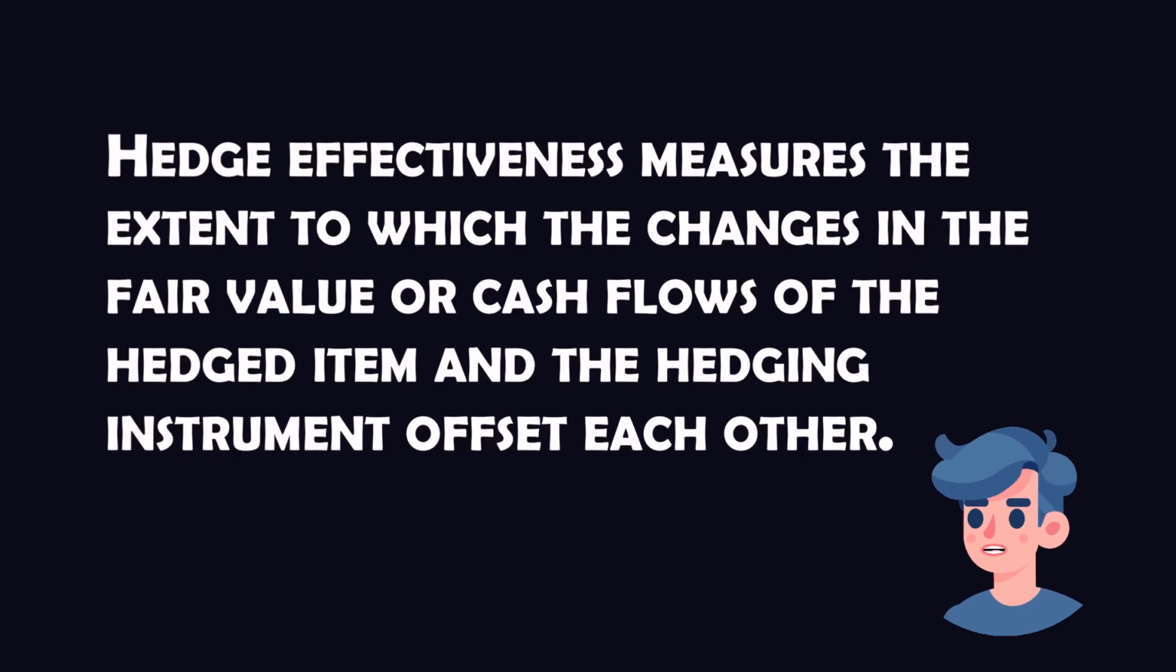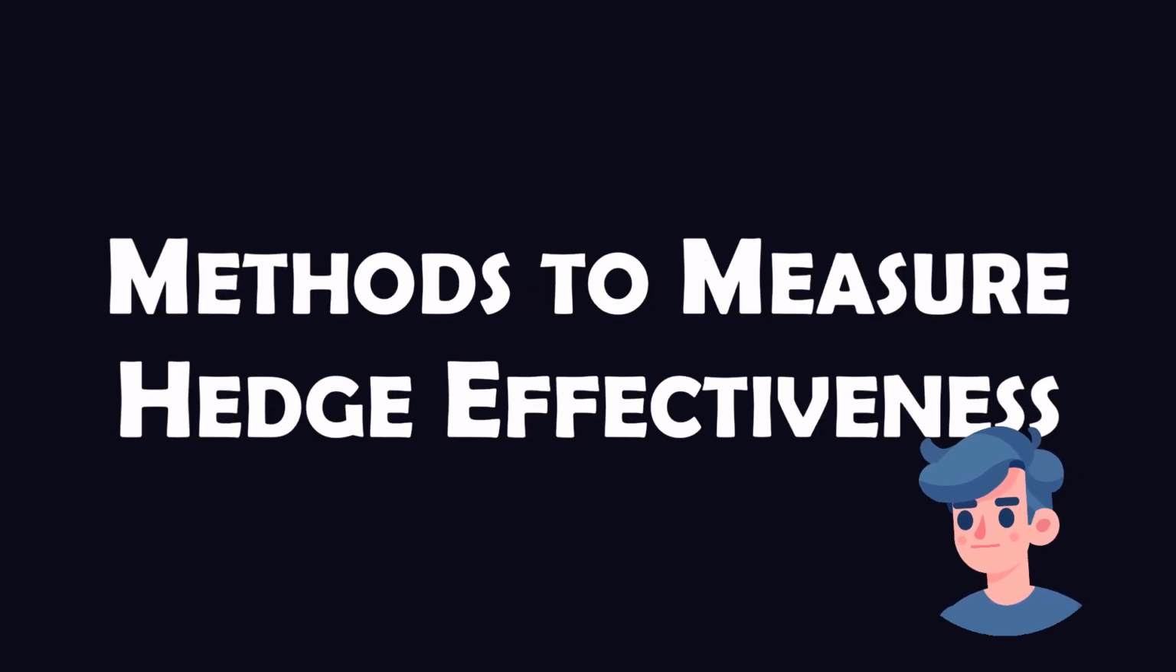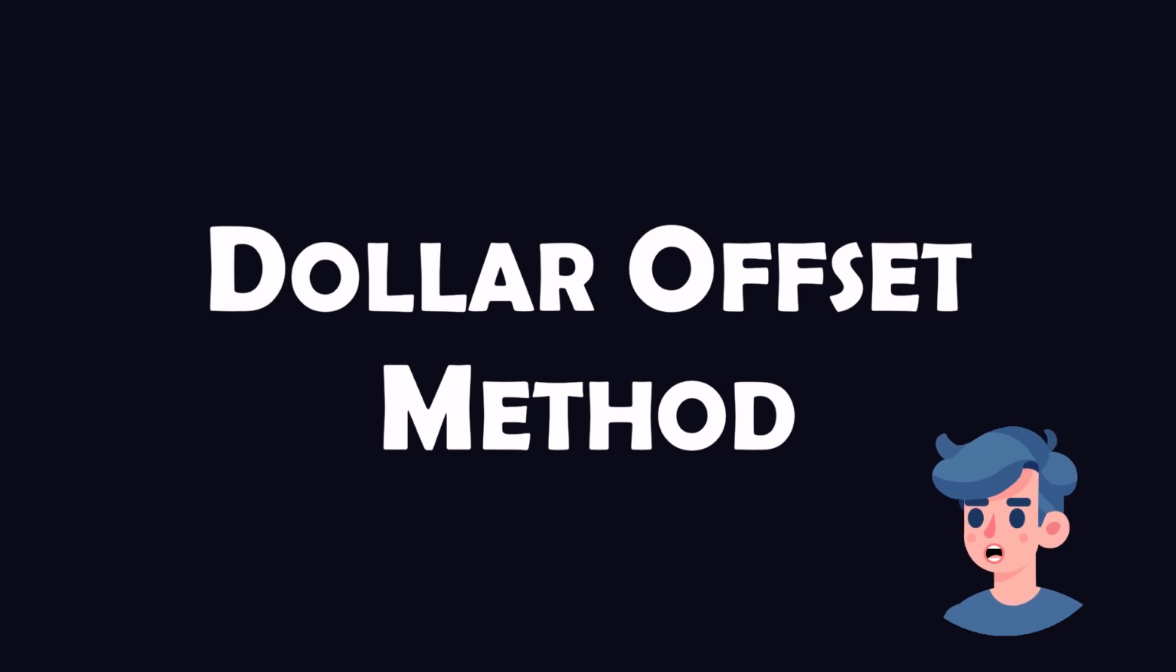Now, let's address how hedge effectiveness is measured. Measuring hedge effectiveness is crucial in hedge accounting to ensure that the hedging instrument is appropriately mitigating risk. There are two key methods to assess hedge effectiveness: the dollar offset method and the regression analysis. The dollar offset method compares changes in the fair value or cash flows of the hedged item to changes in the fair value or cash flows of the hedging instrument.